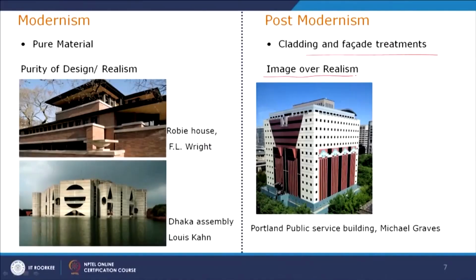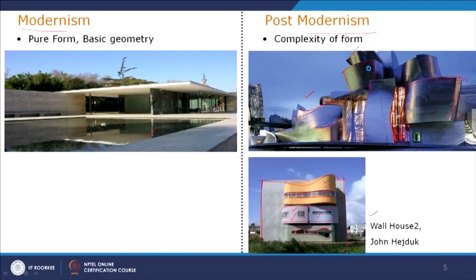So the original material was not shown; rather, a different material is being shown, and it looks like a different material. This also gives the image over-realism. In the previous example, this is all cladded material, not the structural metals. So the structure is hidden within that.